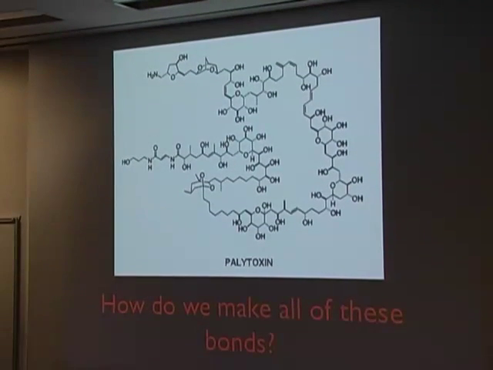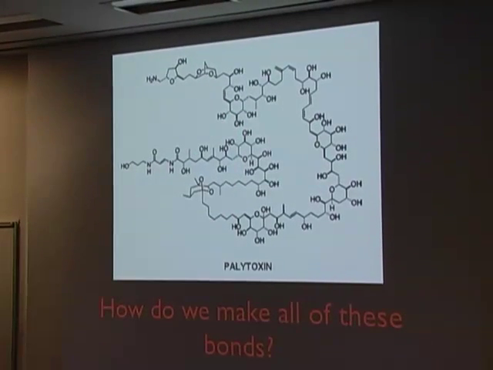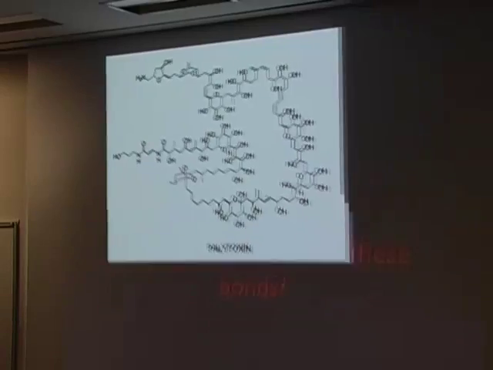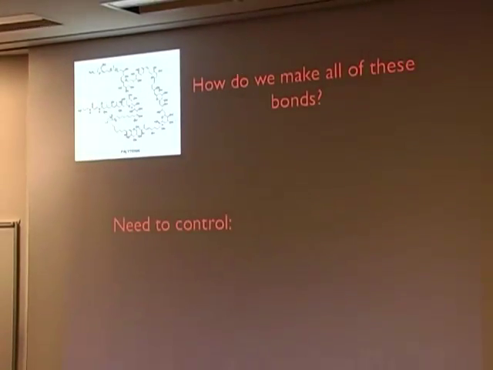That takes a lot of work. There's a lot of bonds. There's a lot of things you have to worry about, three-dimensional geometry. And you need a lot of tools to be able to put that together. Okay? So how do we control how to put some of those together? All right? So we need to think about that. What do we need to control if we want to make a molecule like that?